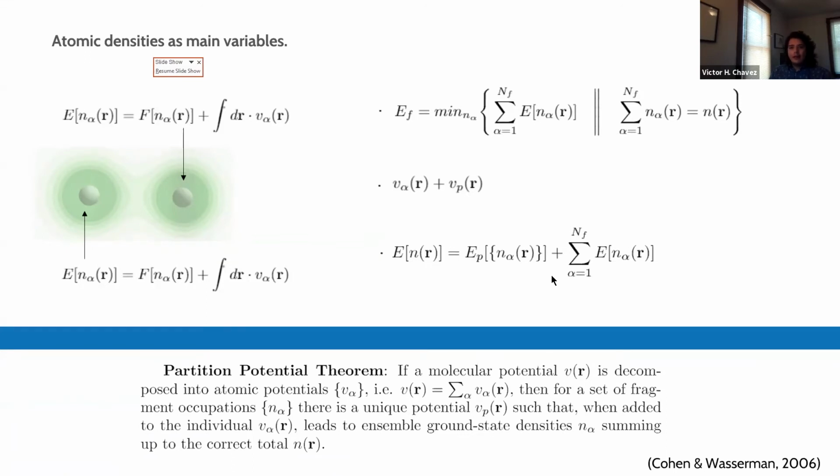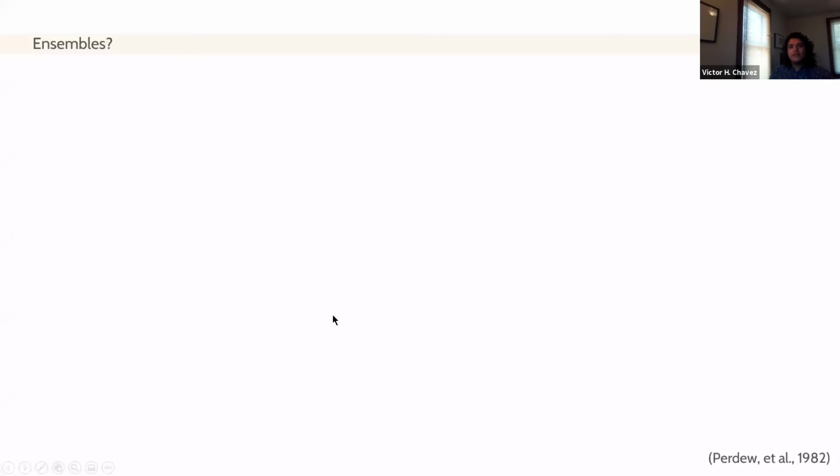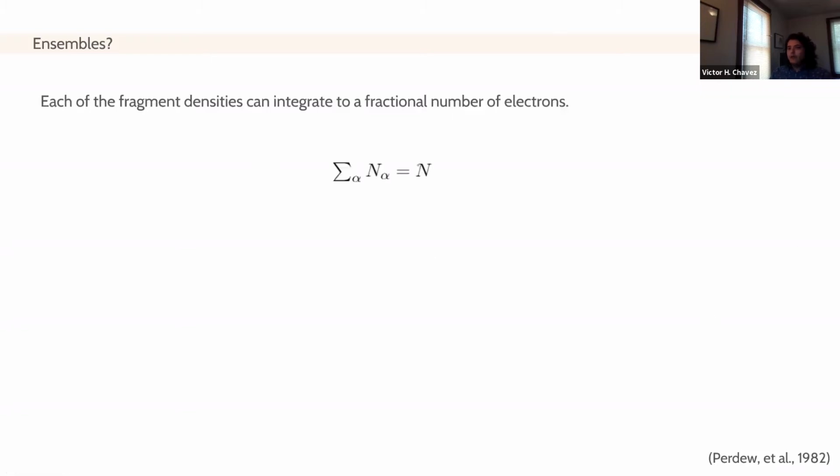Now, of course, I want to briefly go through that sentence in the partition potential theorem, because I'm talking about ensembles, and our definition of partition DFT means that the only thing I need is that each of the fragment numbers of electrons should add up to the total number of electrons.